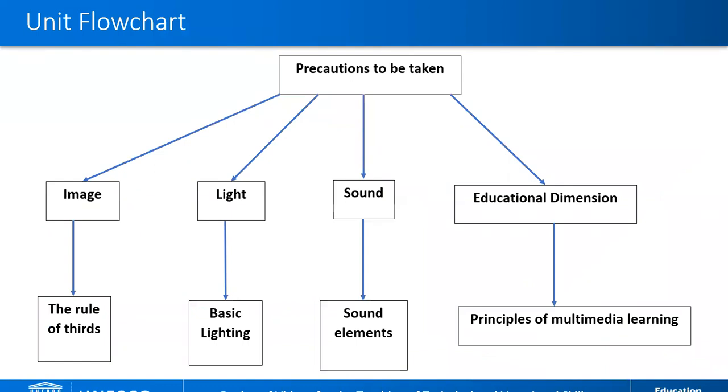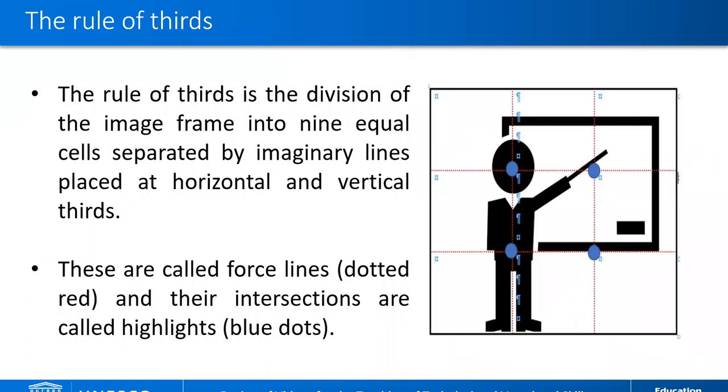The unit's flowchart presents precautions to be taken. The rule of thirds. The rule of thirds is the division of the image frame into 9 equal cells, separated by imaginary lines placed at horizontal and vertical thirds. These are called lines of force, usually dotted red lines, and their intersections are called highlights, the blue dots.